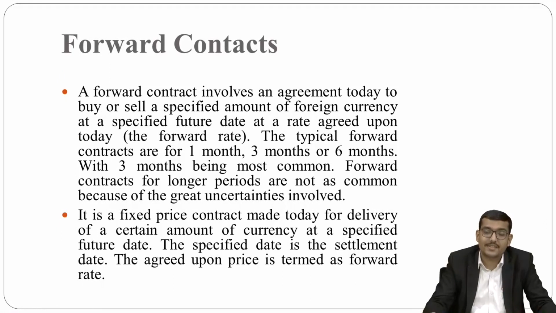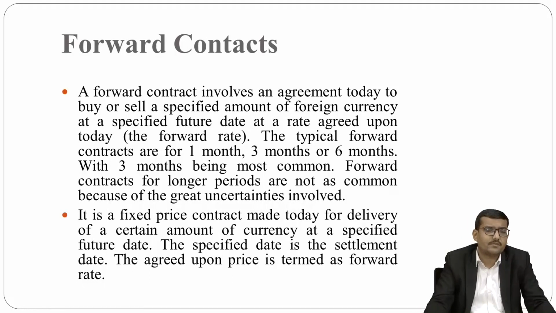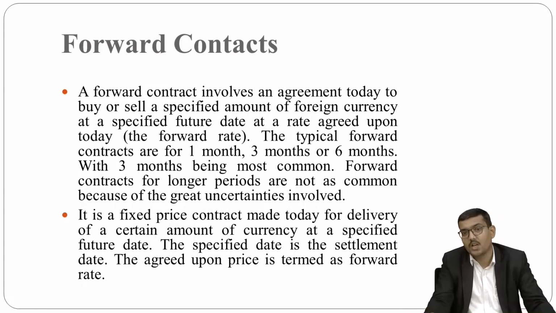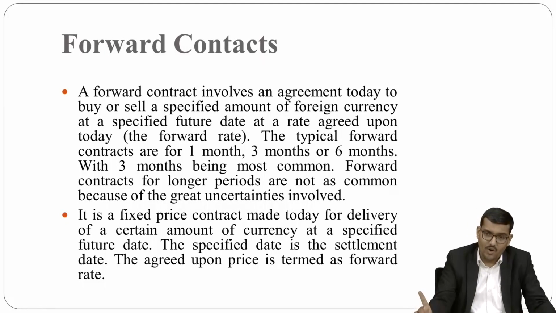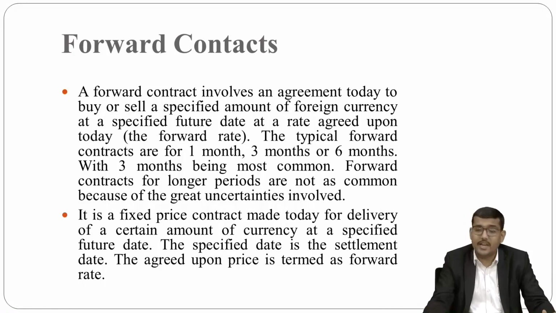Now let us discuss forward contracts, the second type of derivatives. A forward contract involves an agreement today to buy or sell a specified amount of a foreign currency at a specified future date at the rate agreed upon today, that is the forward rate. Typically forward contracts are for 1 month, 3 months or 6 months, with 3 months being the most common. Forward contracts for longer periods are not as common because of the great uncertainty involved.